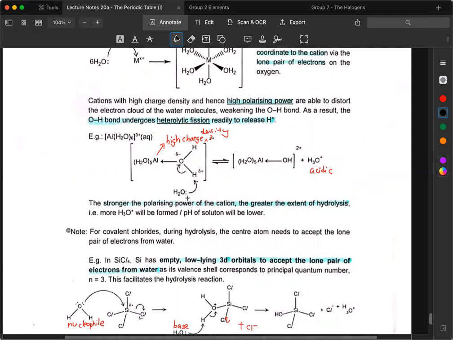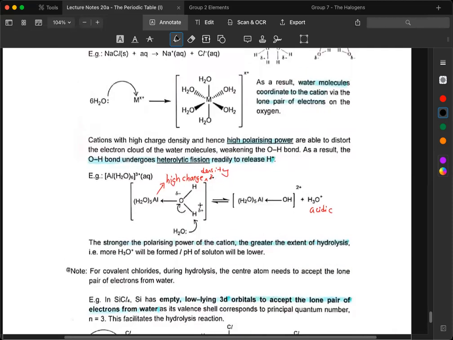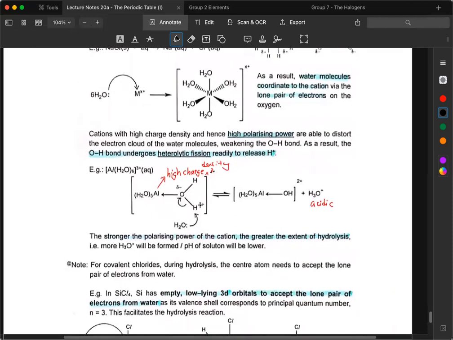But at the same time, the water exerts nucleophilic attack on the H to remove it. So it forms H3O+, which explains why aluminium chloride is actually acidic. The stronger the polarizing power of the cation, the greater the extent of hydrolysis. So the more H3O+ will be formed, the lower the pH of the solution.